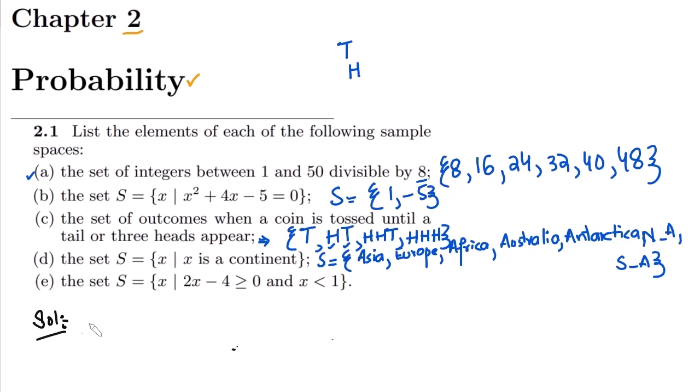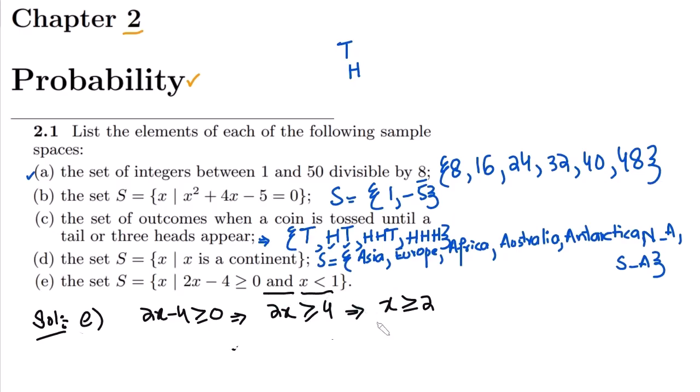Okay, so this is part E, and here we have 2x minus 4 greater or equal to 0, which if 4 is added at both sides, I will get 2x greater or equal to 4, and dividing both sides by 2, I will get here x should be greater or equal to 2. But here simultaneously we have the condition that we should have x less than 1 as well. So in this set we can see that all the values of x are going greater or equal to 2 while the others are going less than 1.